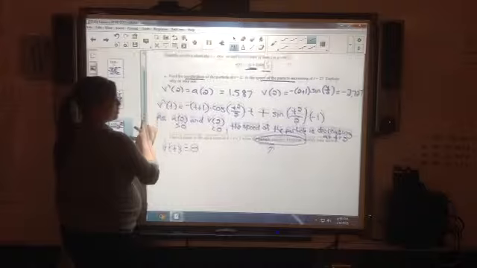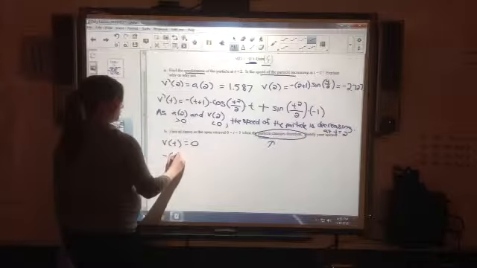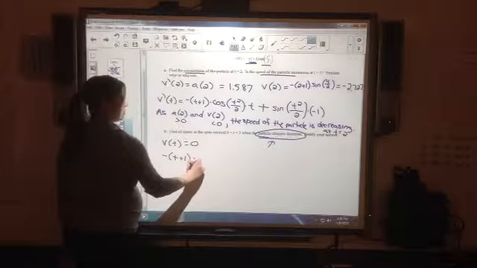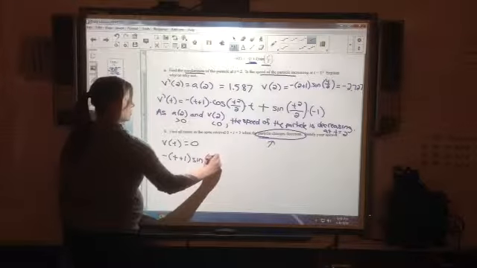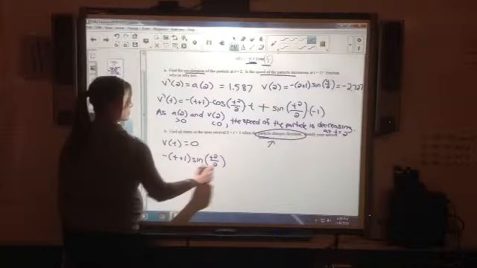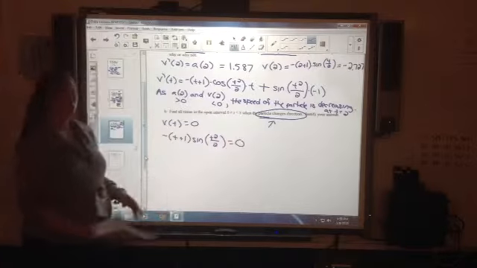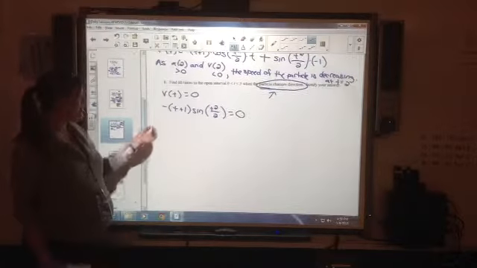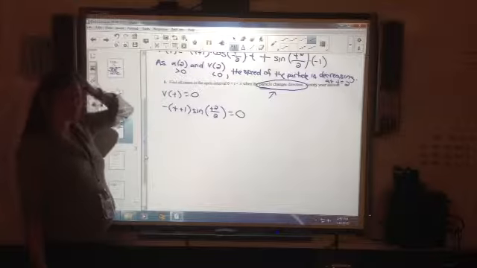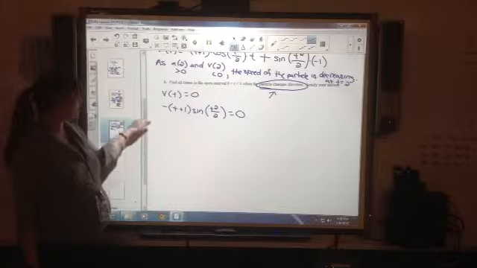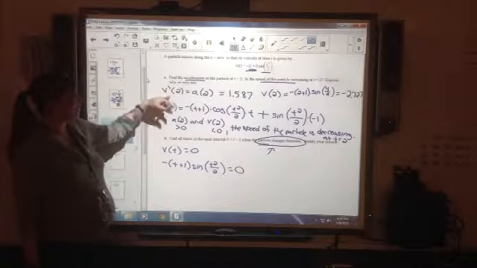So I'm going to go up here, and I've got negative t plus 1 sine t squared over 2. And I set this equal to 0. And so what you can do here is you could do some of this by hand, but it would take a whole lot of work. And I already told you that this one would definitely be calculator.